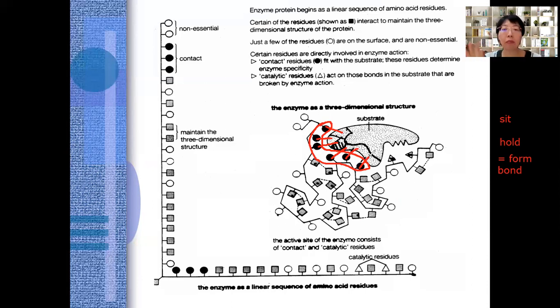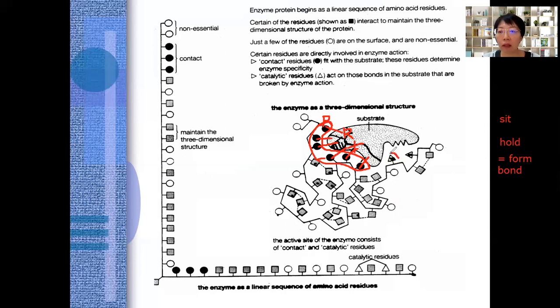Now, all these bonds are temporary bonds. So it can be hydrophobic interaction. It can be hydrogen bond. Okay. So this is to hold them into place. Right. So it depends on substrate here. If the substrate here is hydrophobic, then this R group is also hydrophobic. They'll form hydrophobic interaction. If the substrate here is positively charged and then this R group is negatively charged, then they will form ionic bond. Okay, so that's how substrate is held.